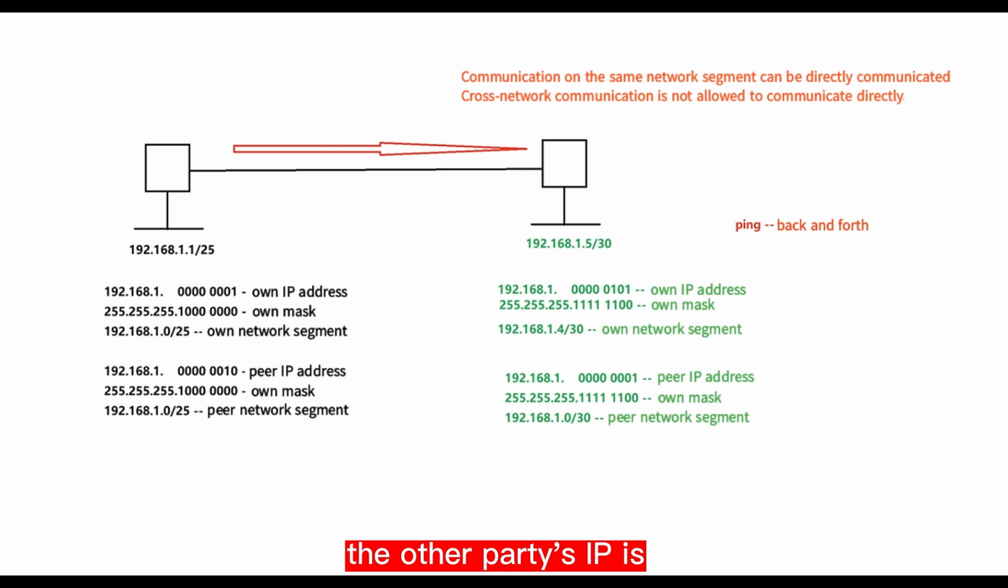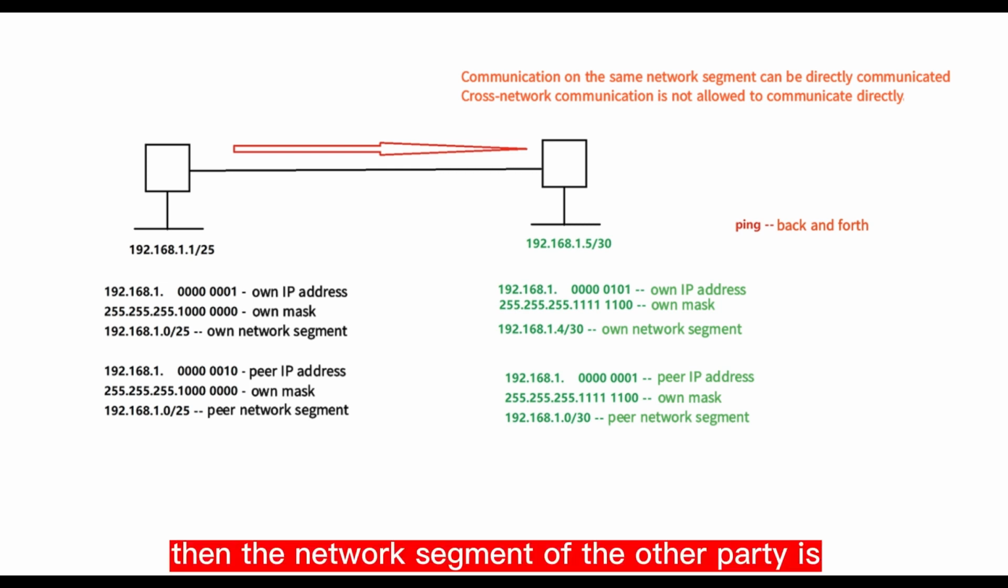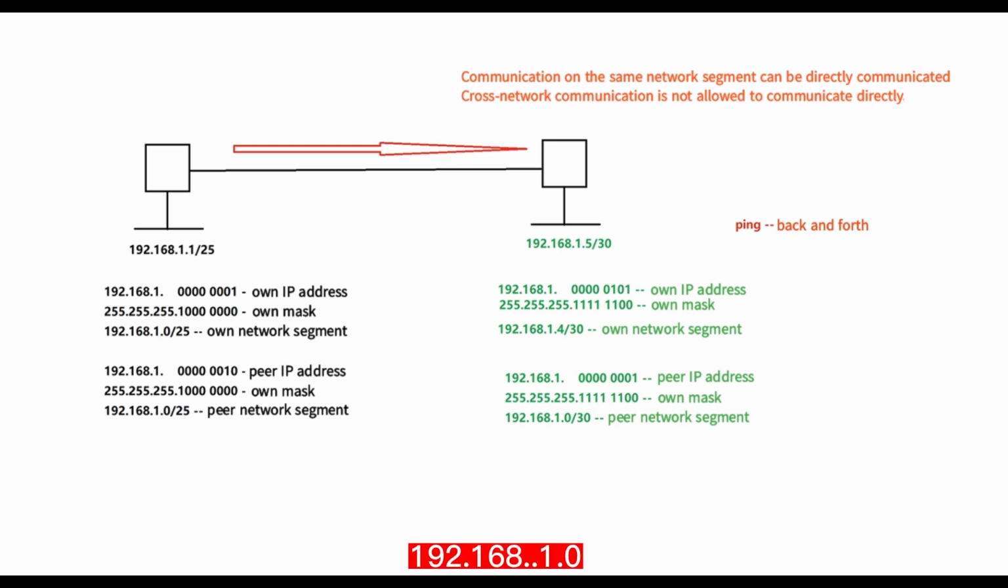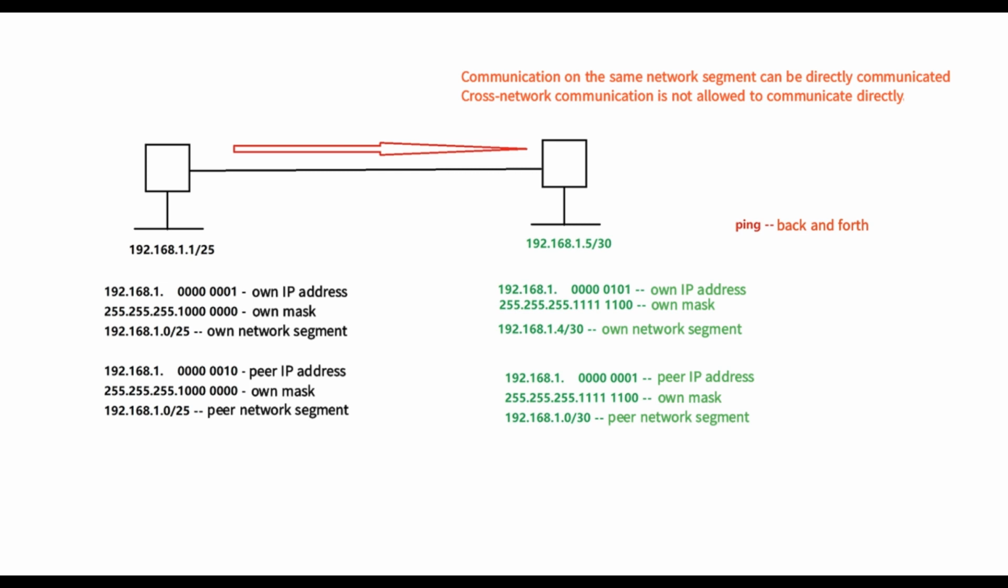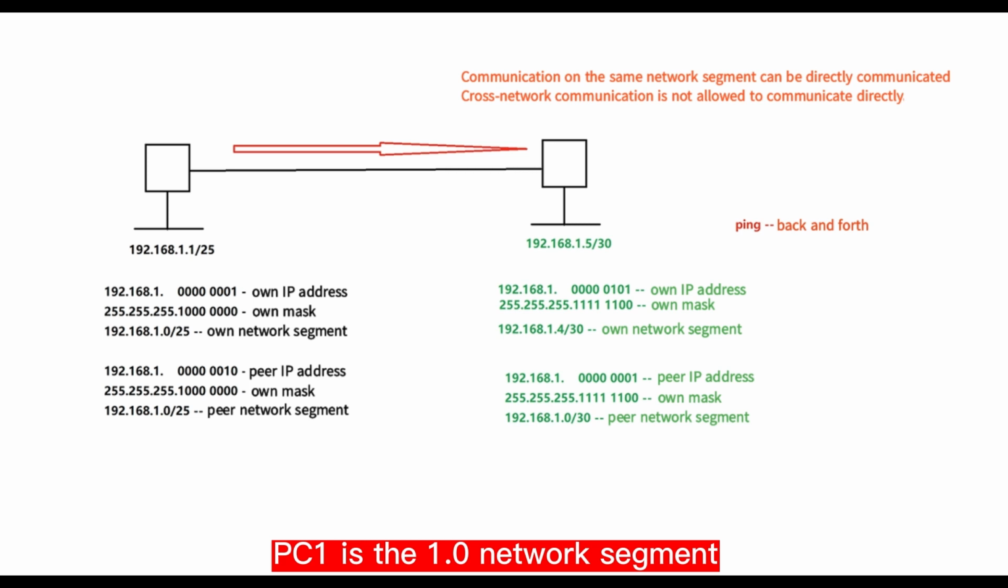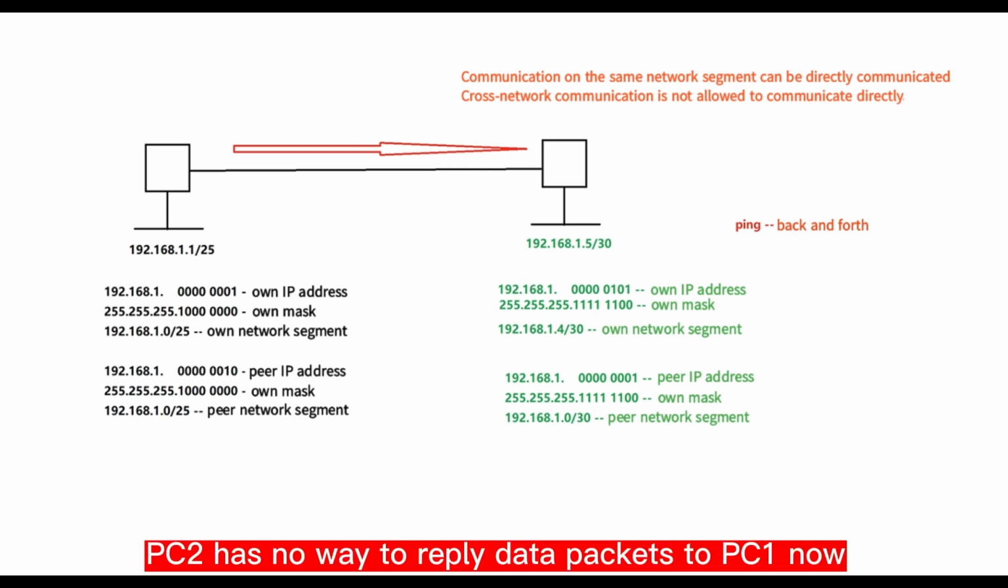The other party's IP is 192.168.1.00000001. Then the network segment of the other party is 192.168.1.0, 30-bit mask. When the calculation is over, we find a problem. PC2 is now in the 1.4 network segment. PC1 is in the 1.0 network segment. They are not in the same network segment. So it stands to reason that PC2 has no way to reply data packets to PC1 now.